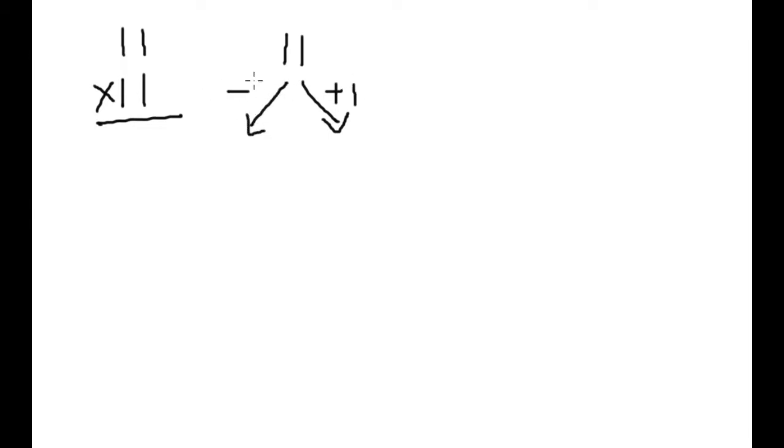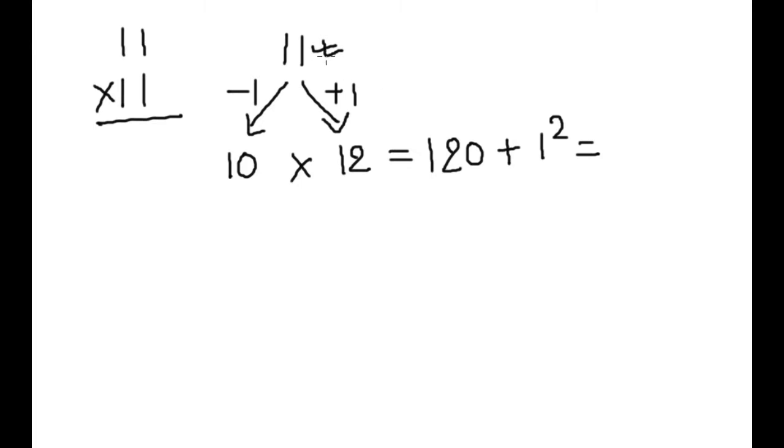Trick to square two-digit numbers. So let's start with the smallest one, 11. First step is plus 1 and minus 1. Why plus 1? Because the last digit is 1. So this is 12 and this is 10. Multiply: 120, plus 1 square, because the last digit is 1. This is 121. 121.